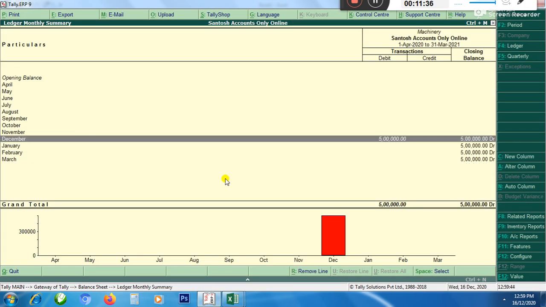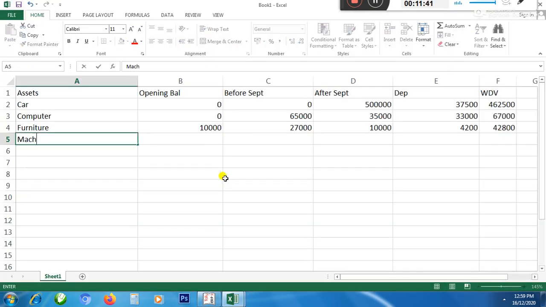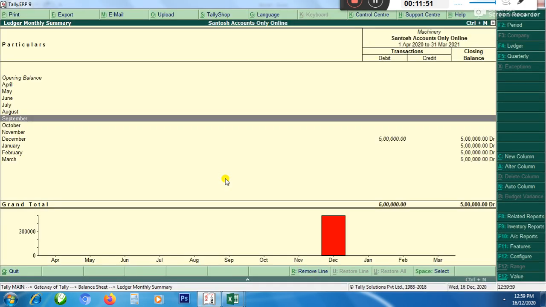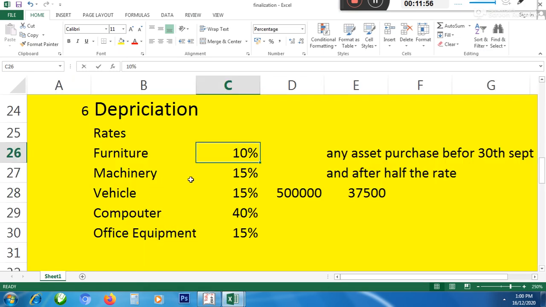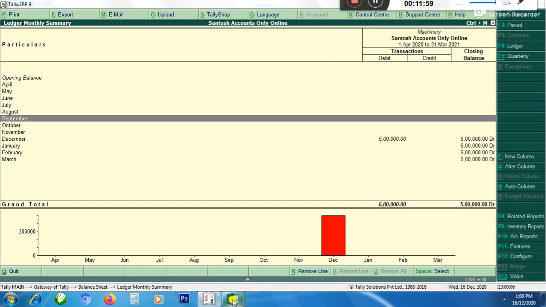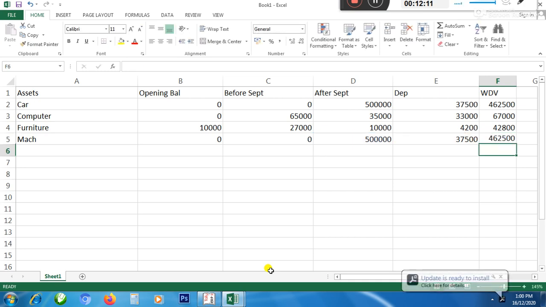Okay, now what is left? Machinery, that is purchased in December, that is after September, that is 5 lakh. This is 0, this is 0, after is 5 lakh. On machinery there is 15% depreciation. So I will do 15% depreciation, after is half, 7.5% depreciation. So written down value is this minus this.